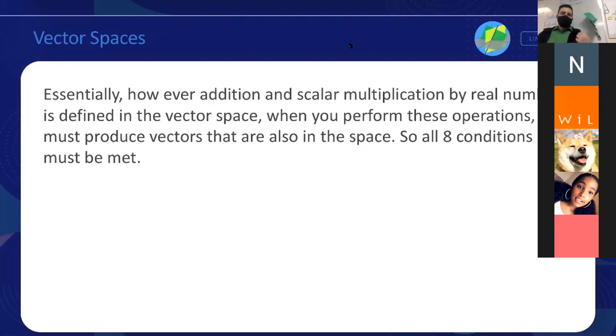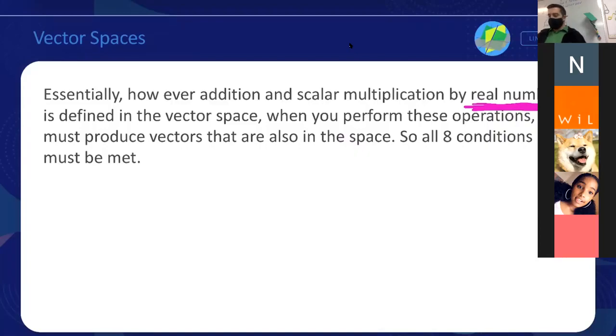So basically, however addition and scalar multiplication by real numbers are defined, when we talk about scalar multiplication, those C's in those last four properties are real numbers. However they're defined in the vector space, when you perform them, you'll get other vectors also in that space.